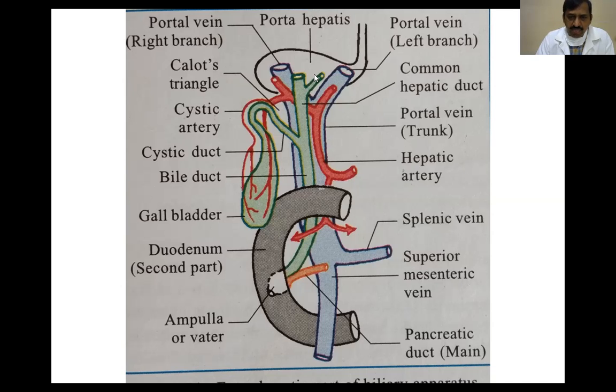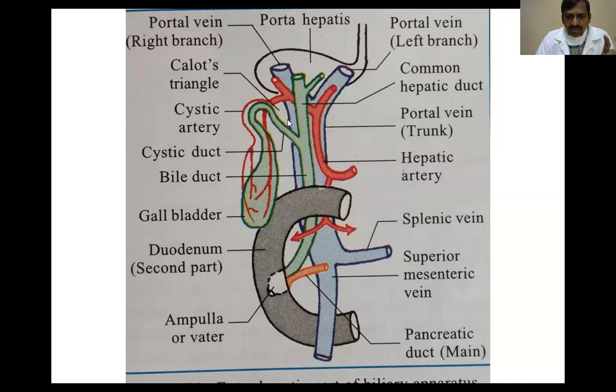You see, this is the left hepatic duct. This is the right hepatic duct. Together they form the common hepatic duct. The common hepatic duct length is 3 centimeters. The caliber is 4 millimeters.